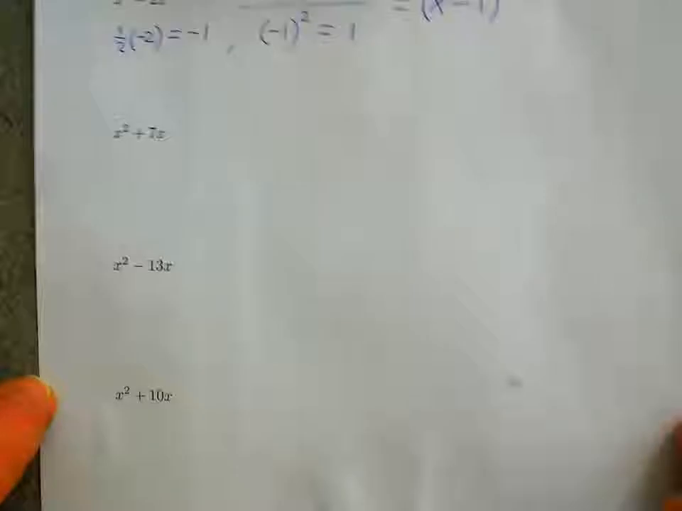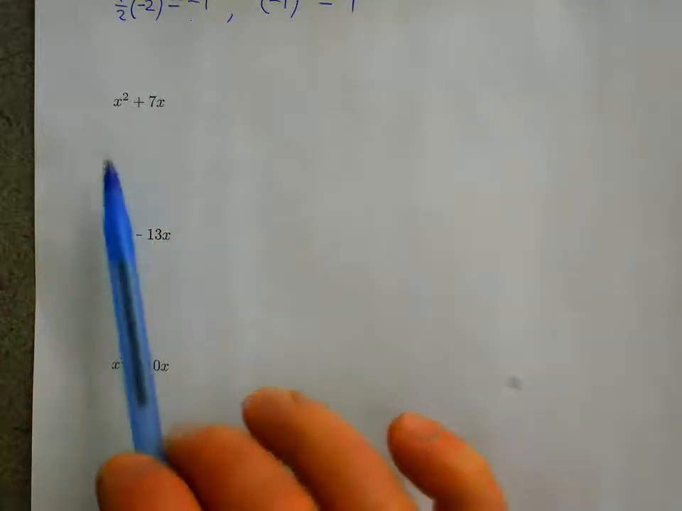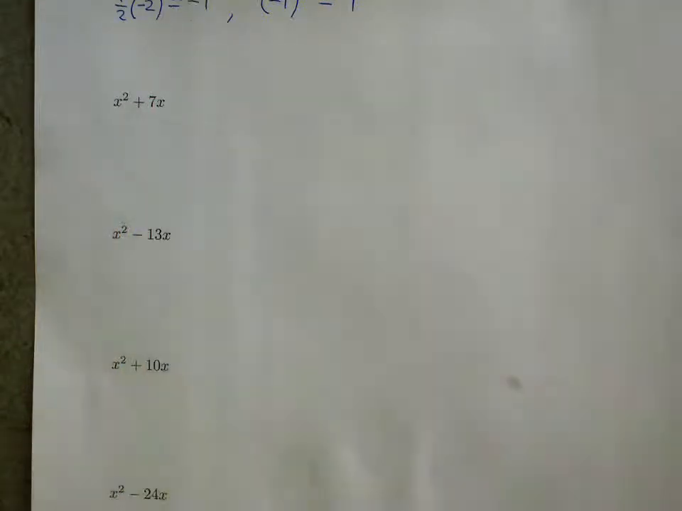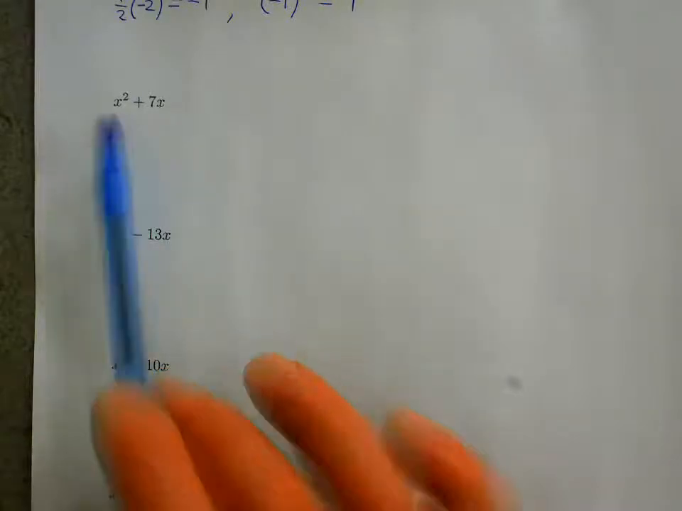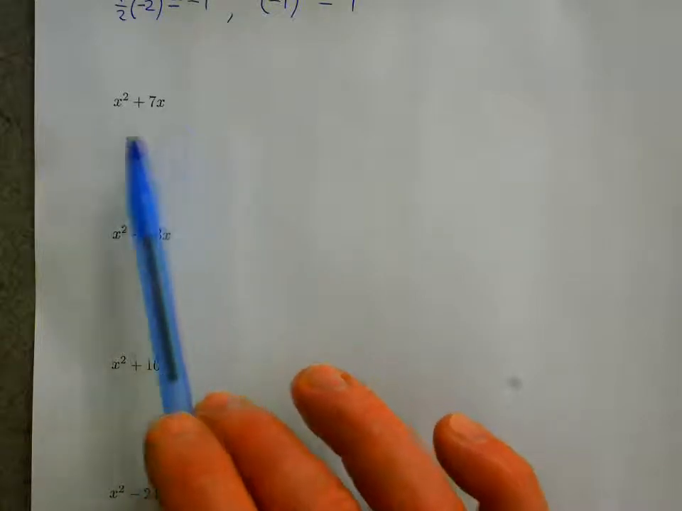Okay, the next example is a little more involved, slightly more involved. Here we have x to the second plus 7x. First note, the coefficient of x squared is 1. So we can proceed to create a perfect square trinomial.